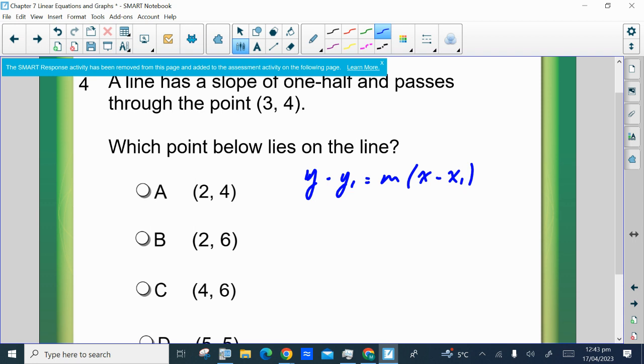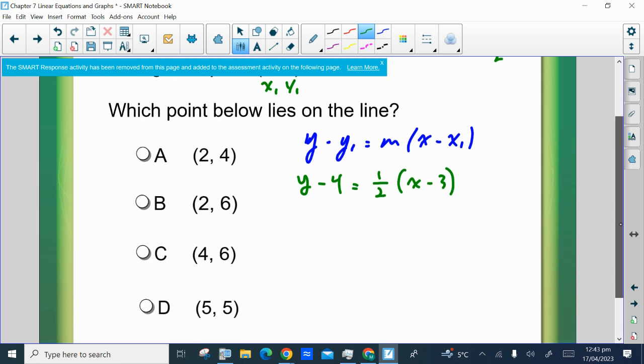That's what this is. So remember that most equations have an x and a y in them. That's where the x and the y come from. The point that we're given will be our values of x1 and y1, and m is the slope, which in this case we're told is 1/2. So if we plug those into the equation, y minus y1, which is 4, equals m, which is 1/2, bracket x minus x1, and x1 is 3.